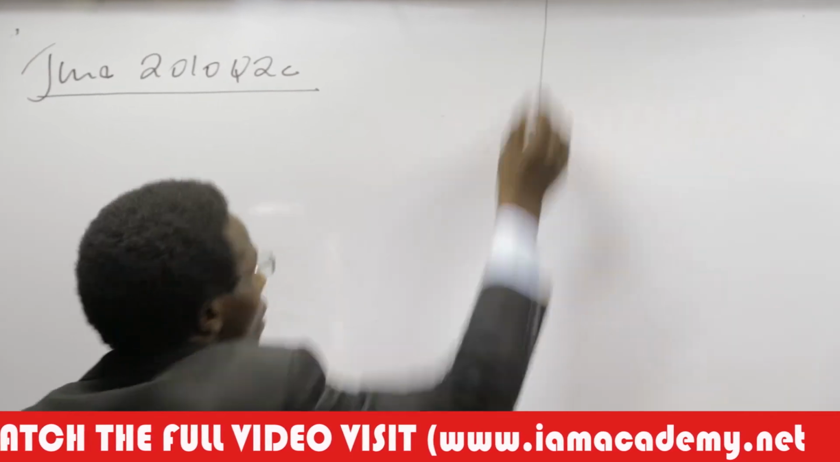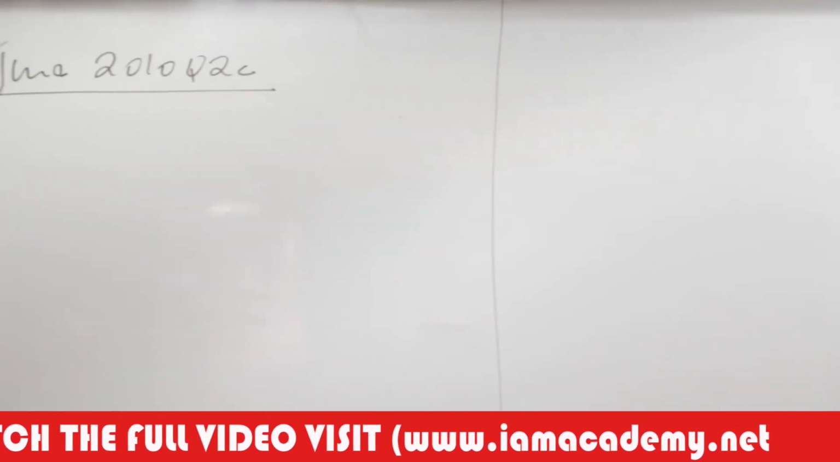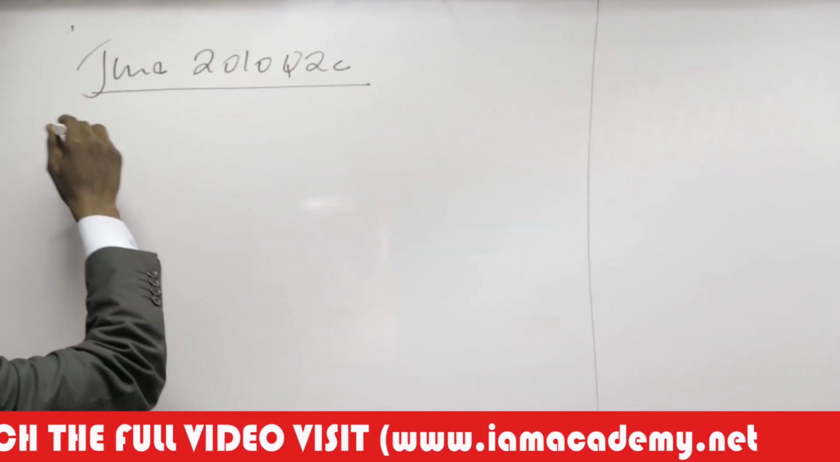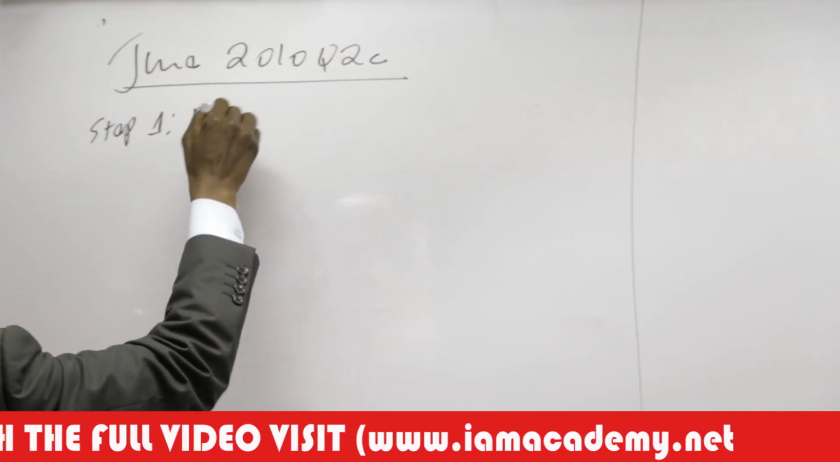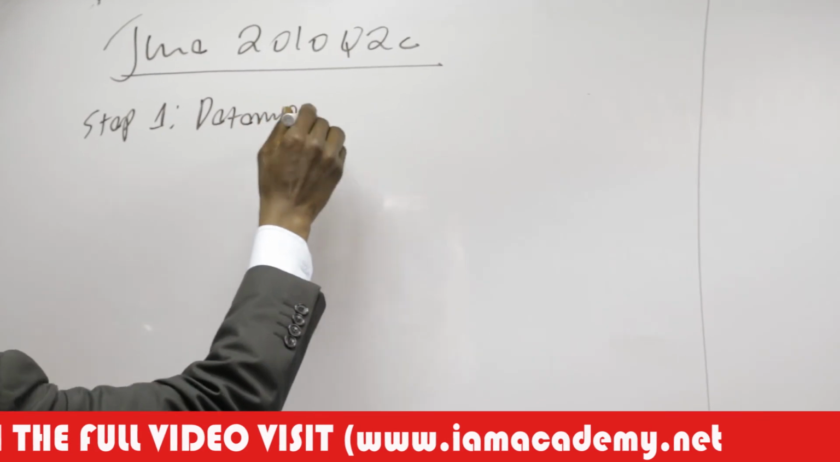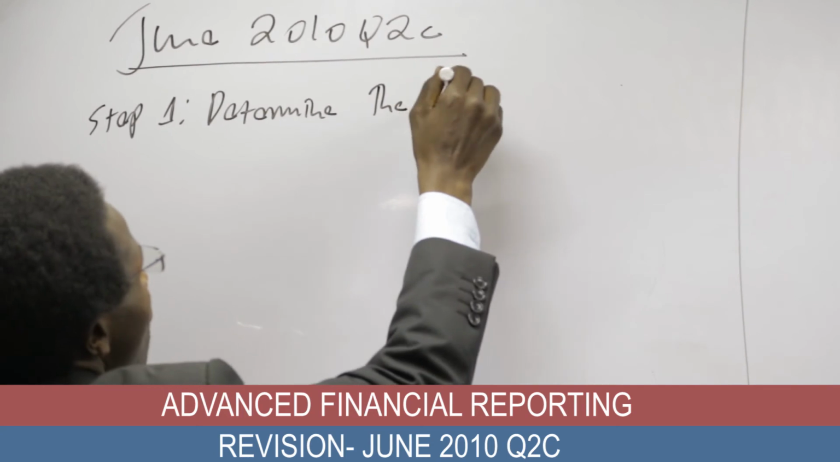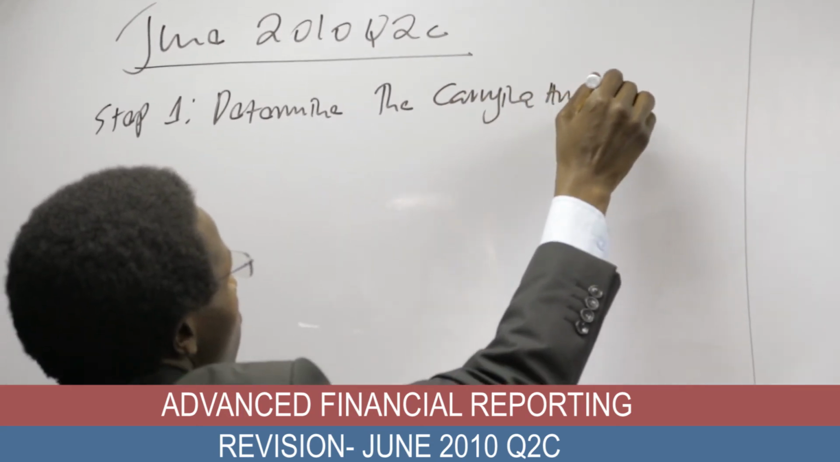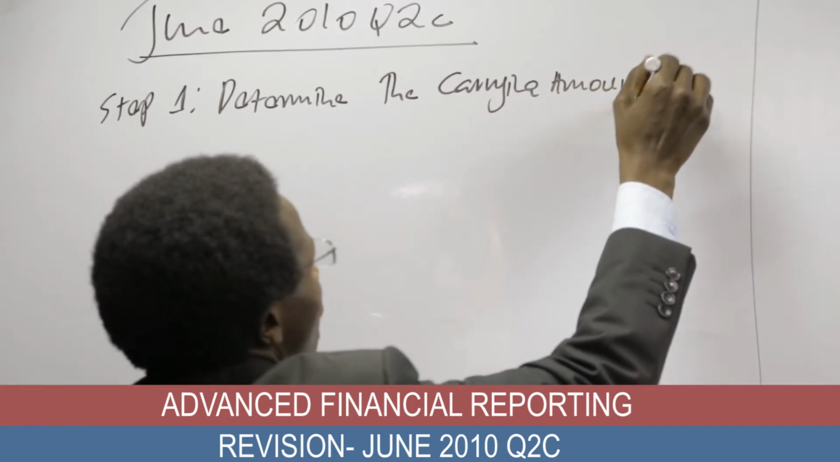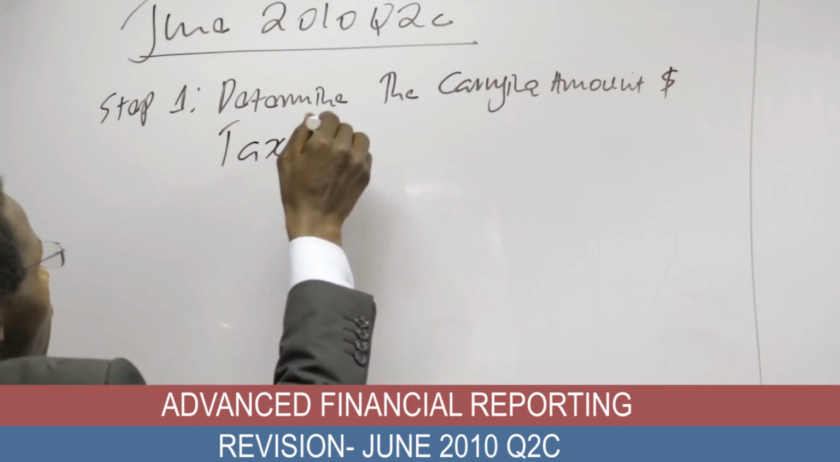We can subdivide this. So we are saying June 2010, question 2C. Step number 1, we need to determine. Step 1, let's determine the carrying amount and tax base.